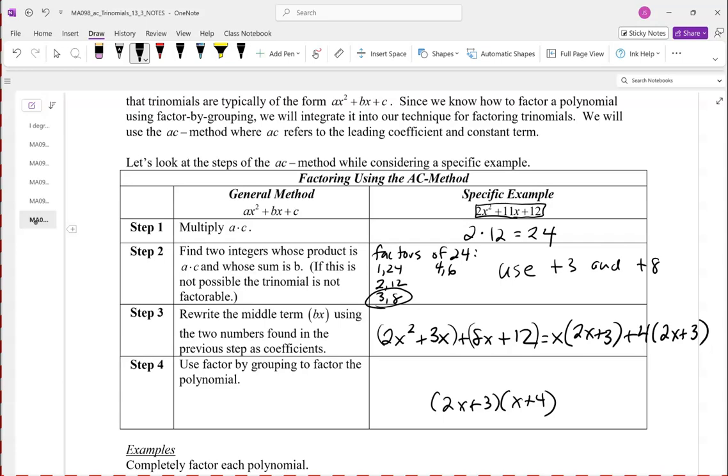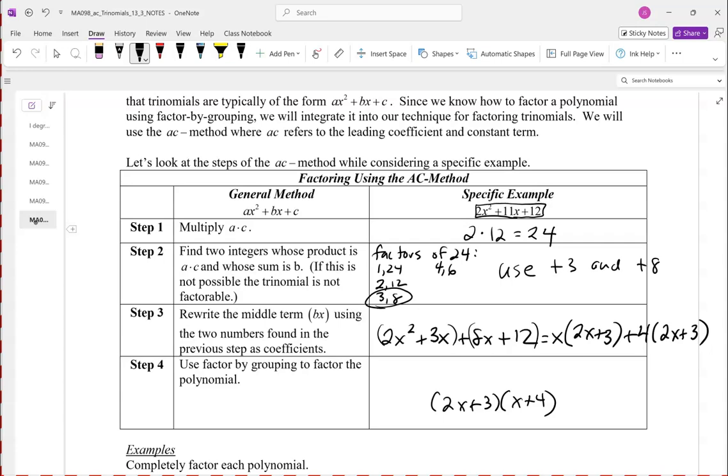You've all got the hang of it now, right? We don't need to talk about it anymore? We're doing 7 more examples. I'm just being silly. All right. So this is the AC method. We use the AC method when we've got a coefficient other than 1 as our leading coefficient. And these are the steps every single time when you do that. Okay.